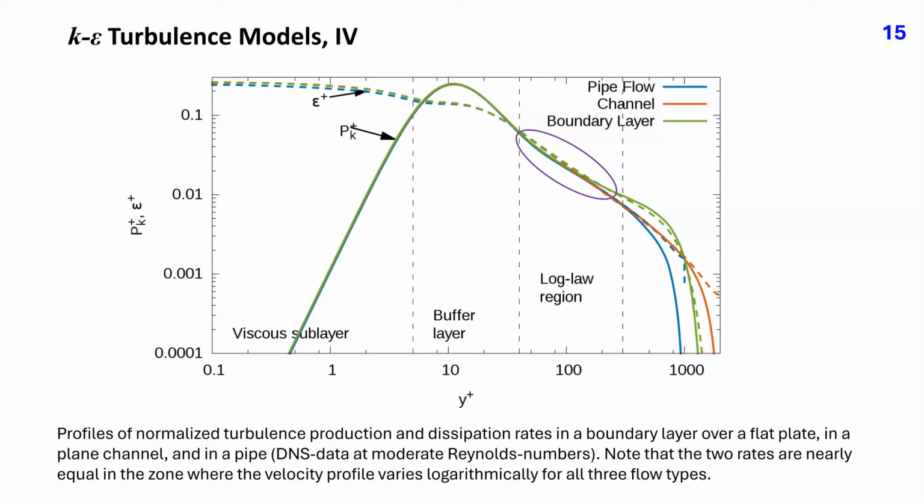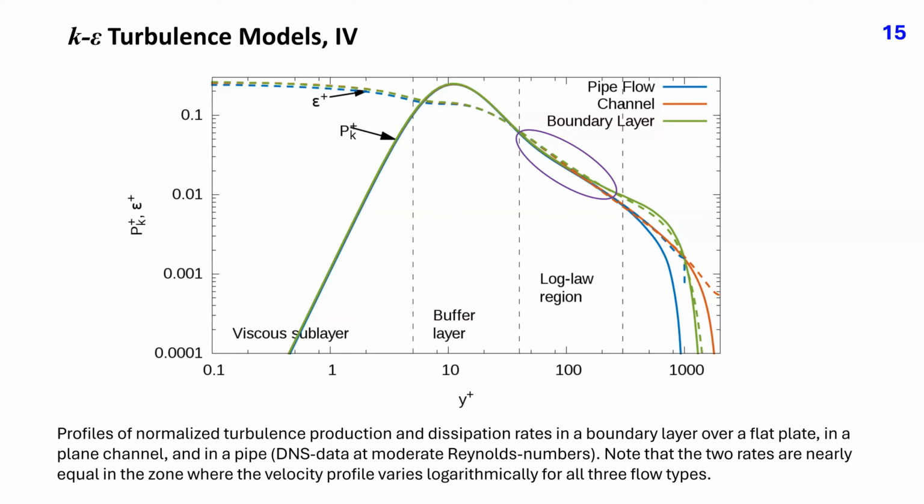This plot shows profiles of normalized turbulence production and dissipation rates in a boundary layer of a flat plate, in a plane channel, and in a pipe. The plot is created using data obtained from DNS of such turbulent flows at moderate Reynolds numbers. The rate of production of turbulent kinetic energy is shown by full lines and its dissipation by dashed lines.